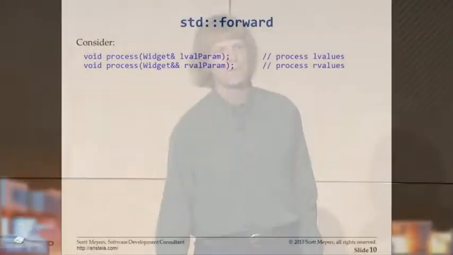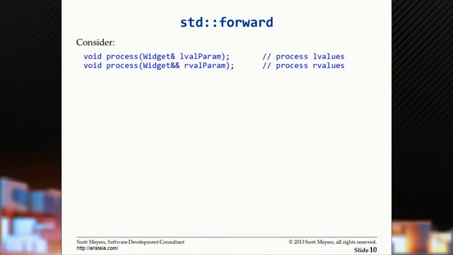So let's move on to forward. Let's suppose I've got a couple of processing functions, and I don't know what process does, but it takes widgets, and in some cases it turns out it's more efficient to be able to move from widgets than to copy them. So I followed the convention of C++11, which is I've overloaded on an lvalue reference to a widget and an rvalue reference to a widget. This is the normal way of distinguishing lvalues and rvalues.